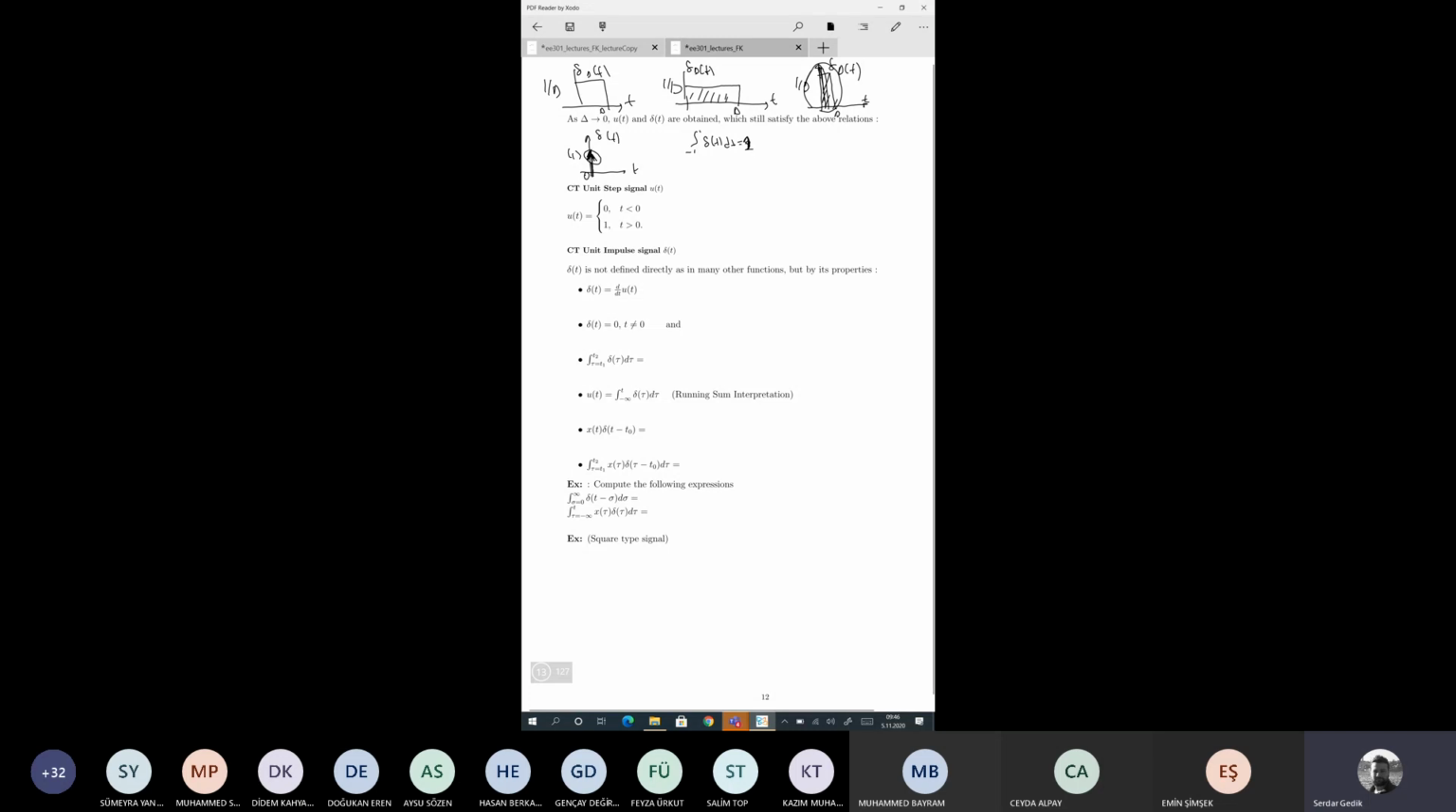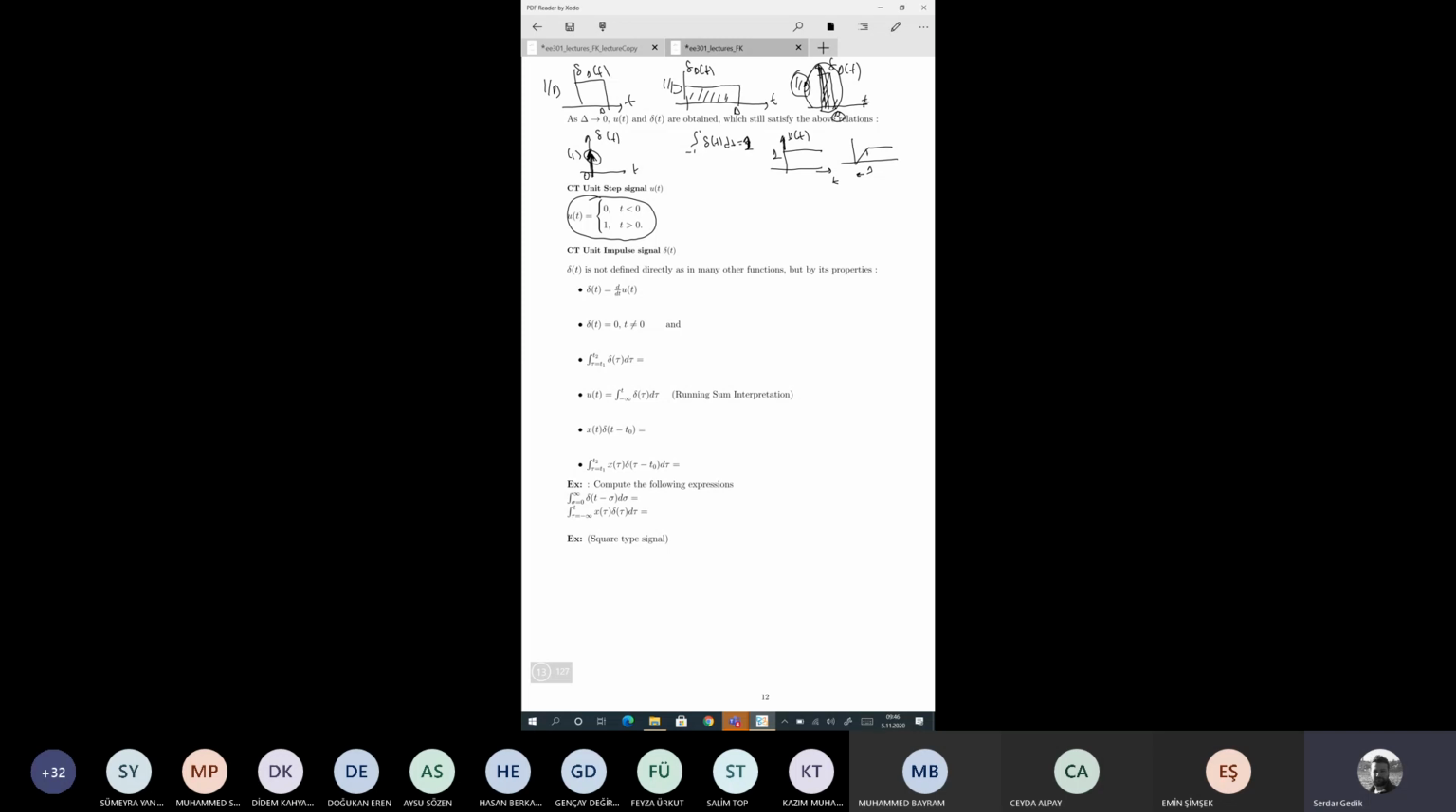I'm decreasing delta more and more, so this 1 over delta is going to infinity, and this delta is going to 0. The area is always 1 for this case, and in the limit, I have impulse of t. What about u of t? Remember my u delta of t? It was this, right? If you decrease delta to 0, you simply have this u of t. So that's it. u of t is 0 for t smaller than 0, and it is 1 for t larger than 0.